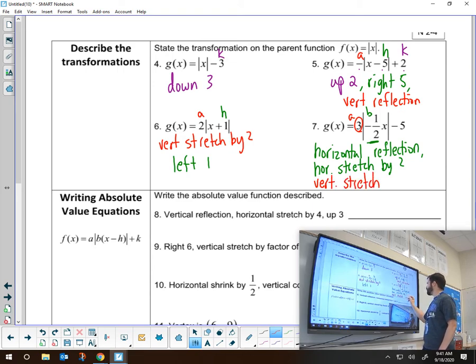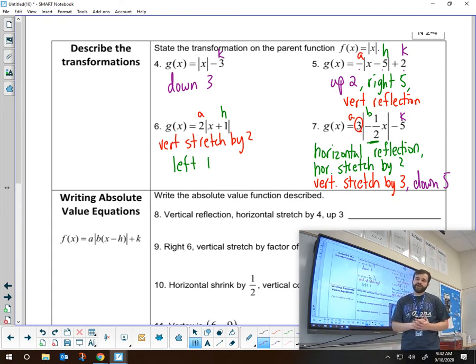It's like we're in yoga or something. By 3. And then my negative 5 there at the end is my k. And so we're just going to go down 5. So there was a lot to that. But remember, look back at your notes, okay? So if you're ever asked, is it a stretch, is it a compress, whatever, look back at your notes and compare it to those fractions that you have there, okay?